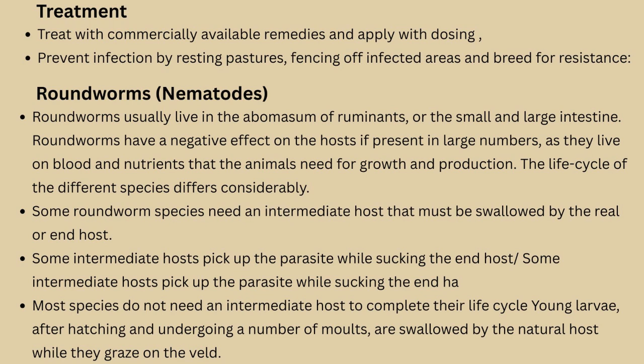Some roundworm species need an intermediate host that must be swallowed by the final or end host. Some intermediate hosts pick up the parasite while sucking the end host. Most species do not need an intermediate host to complete their life cycle. Young larvae, after hatching and undergoing a number of molts, are swallowed by the natural host while they graze on the veld.